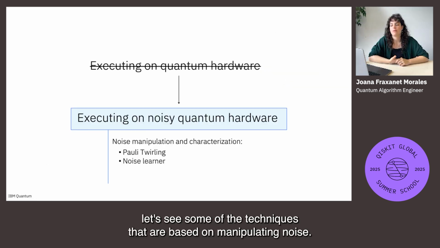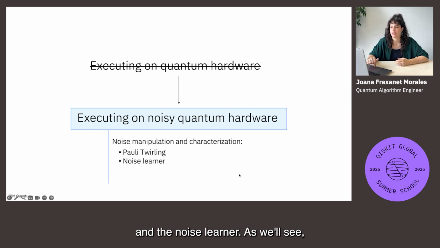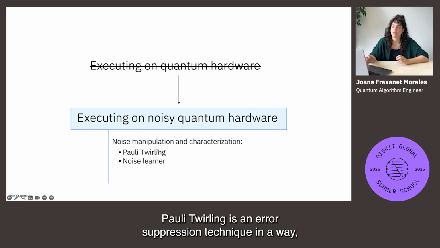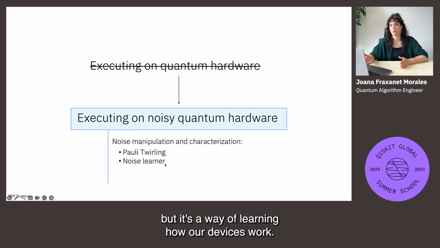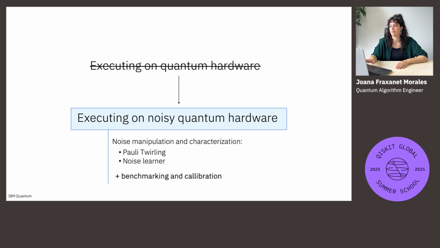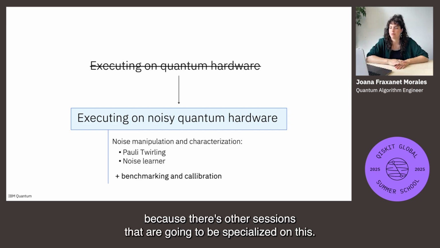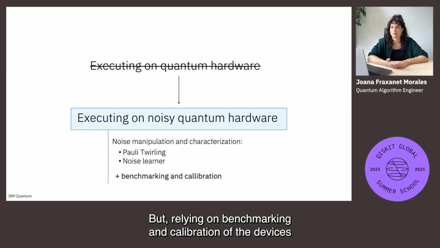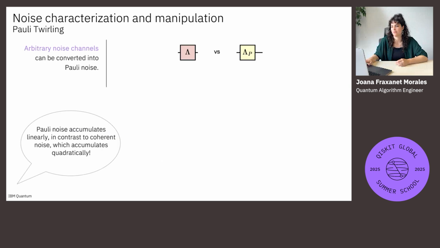So now let's see some of the techniques that are based on manipulating noise, and this is helpful for characterizing it. This would be Pauli twirling and the noise learner. As we've seen, Pauli twirling is an error suppression technique in a way because it modifies the noise of our devices, and the noise learner is something a bit different, but it's a way of learning how our devices work. Here, just to mention, and I'm not going to dive into this in this session because there are other sessions that are going to be specialized on this, relying on benchmarking and calibration of the devices is always going to be helpful to get good results.